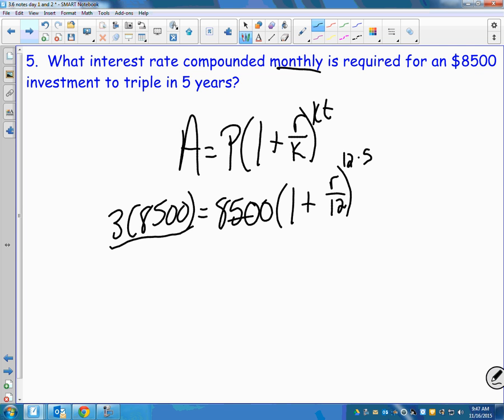Now, this is kind of like the last one, only I could have given you this problem before this chapter, because we don't even need to know how to solve exponential functions to solve this. We're just solving for r, right? It's kind of weird, but we're just solving for r. So I'm going to divide by 8500. Same thing if you took 3 times 8500 and you divide by 8500, you're just going to get 3. And 12 times 5 is the 60th power.